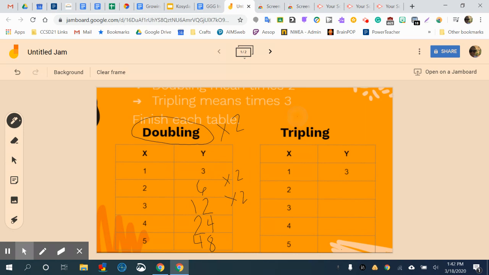The next table is tripling. Okay, so same idea, except we're tripling, so we're multiplying by 3 instead of 2. So simply 3 times 3 is 9, 9 times 3 is 27, 27 times 3 is 81, and 81 times 3 is 243. So hopefully that makes sense. Let's move on to the next slide that we saw some challenges with.